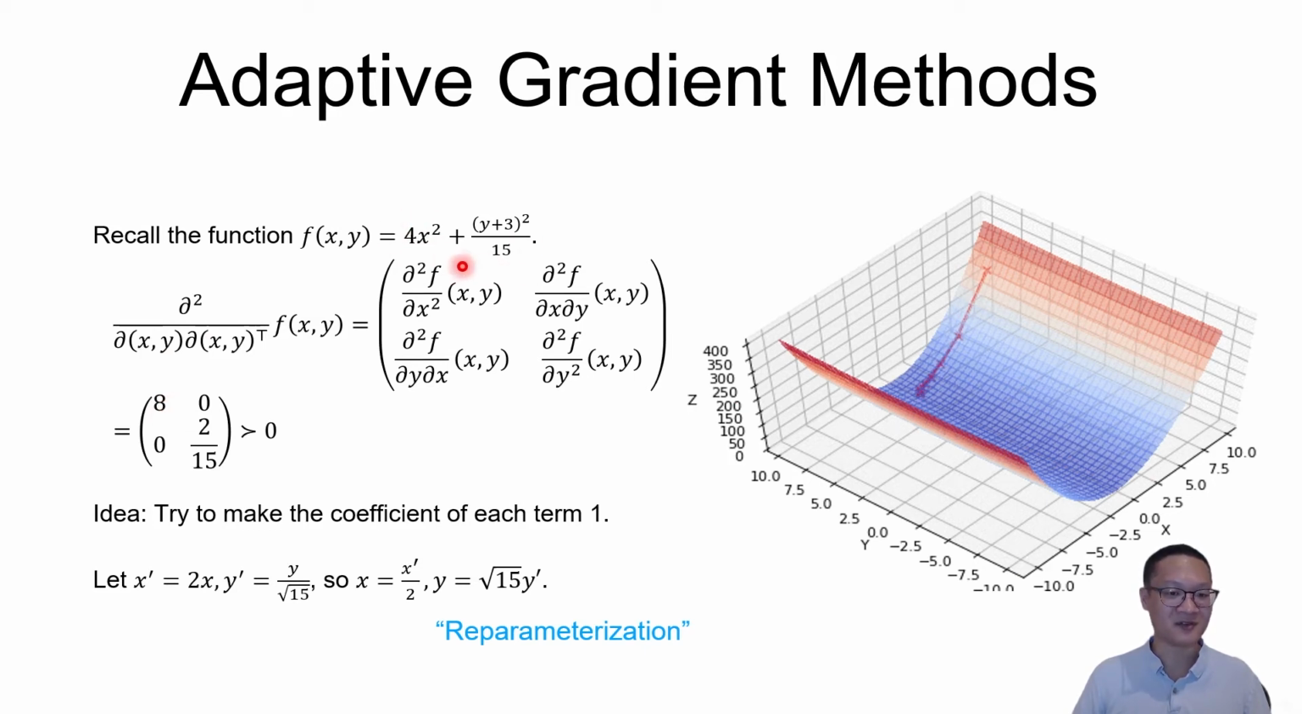i.e., really different coefficients here. To do that, we're going to let x prime equal 2x and y prime equal y over root 15. And then we're going to write the function f of x, y in terms of x prime and y prime. So let's do that.